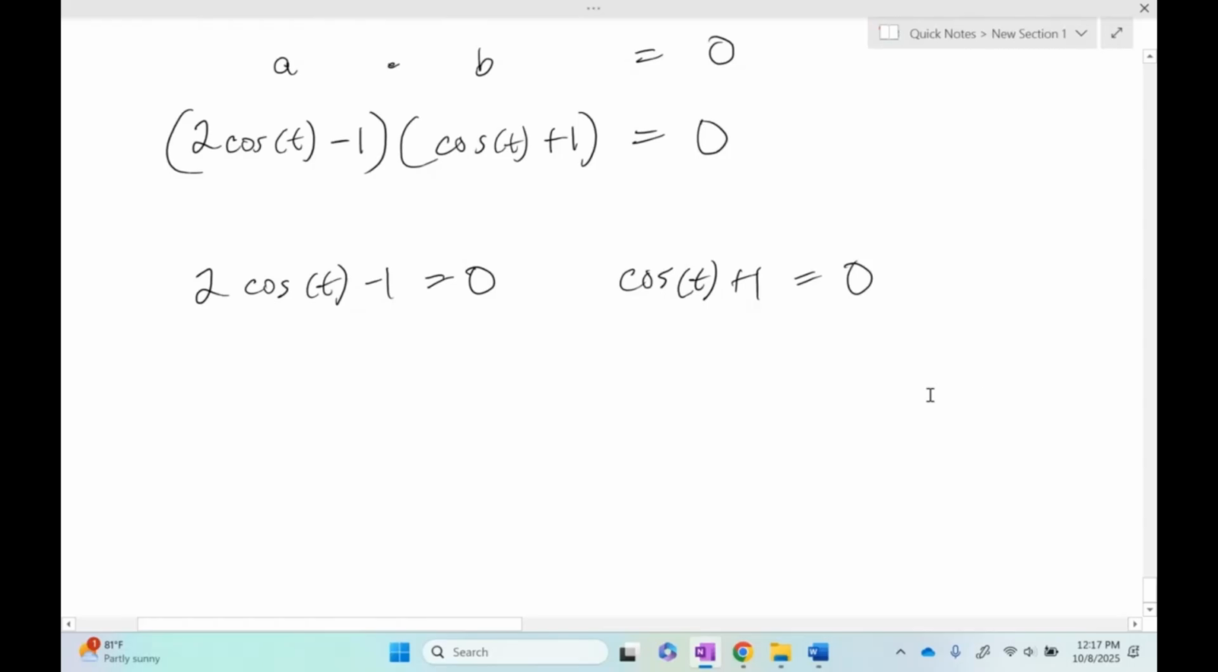Notice they're now linear. In order to solve this for cosine t, I'm going to add 1 to both sides and divide by 2. So cosine t is equal to 1/2. In order to solve that second equation for the cosine of t, I'm going to subtract 1 from both sides. So cosine t is equal to -1. Both of these equations have the trig function isolated and everything else on the other side. So now we can interpret it, right?